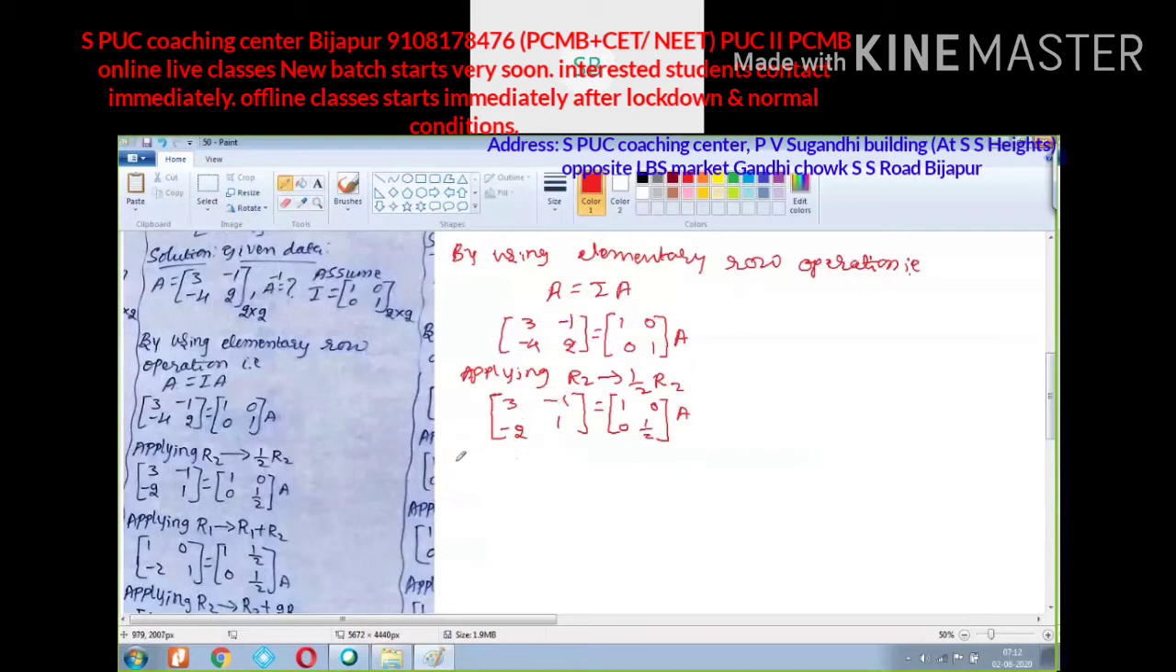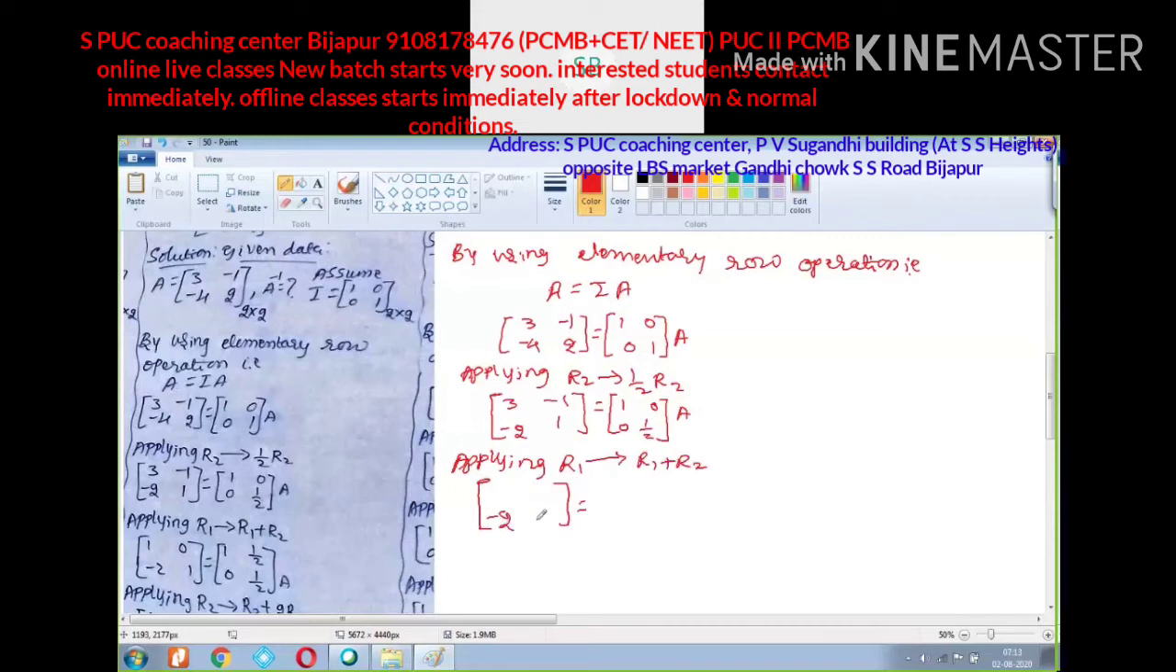So for that reason, I am applying R1 changes to R1 plus R2. Which row are you not changing at all? Second row, sir. Second row changes. Okay, you have to write it first. Yes, you write it. Go to now row 1. Accordingly, this equation you can change.